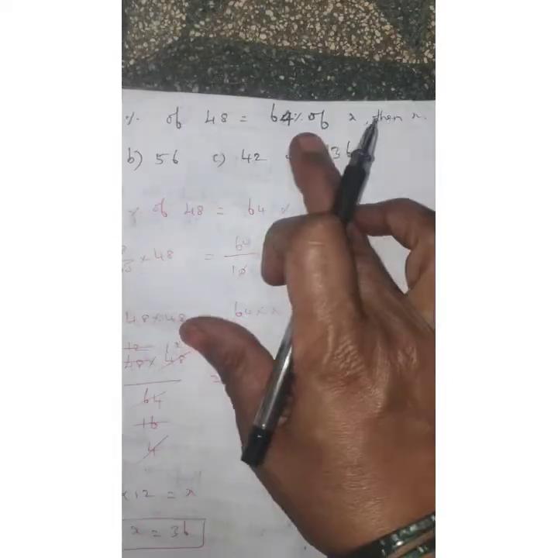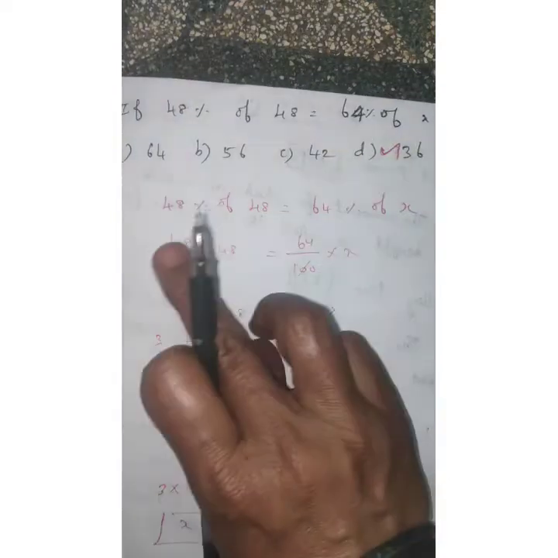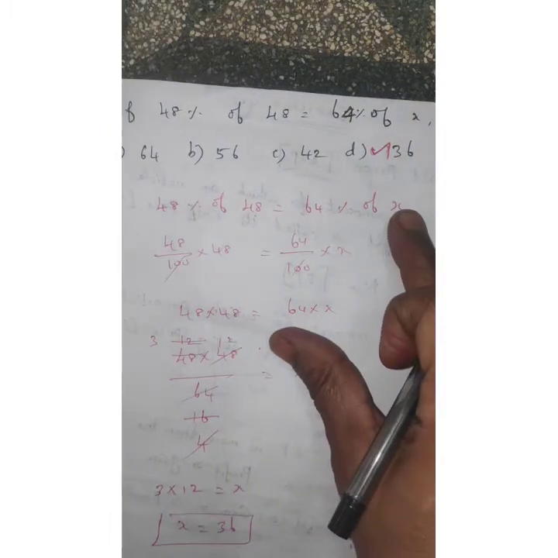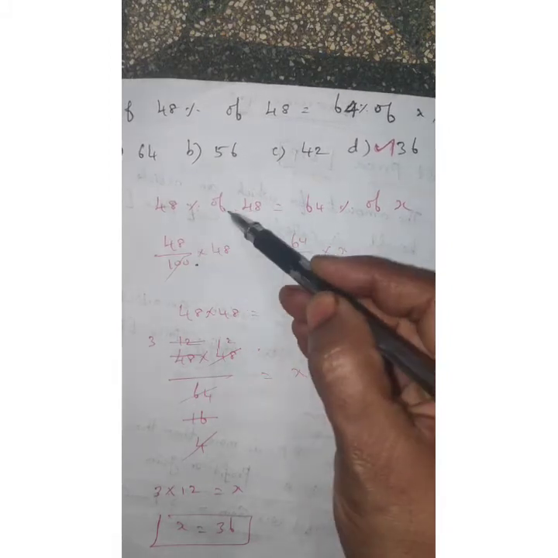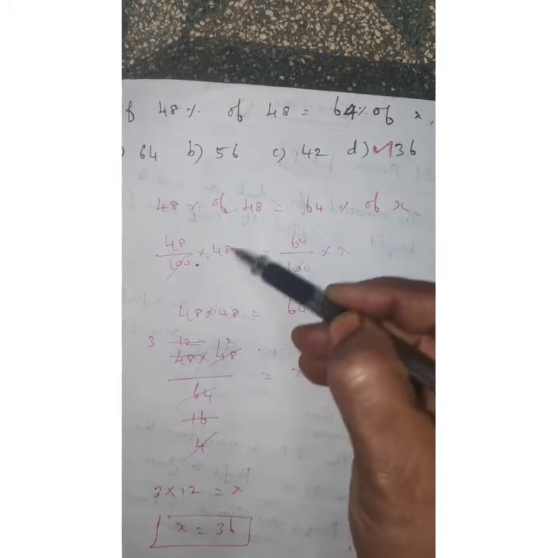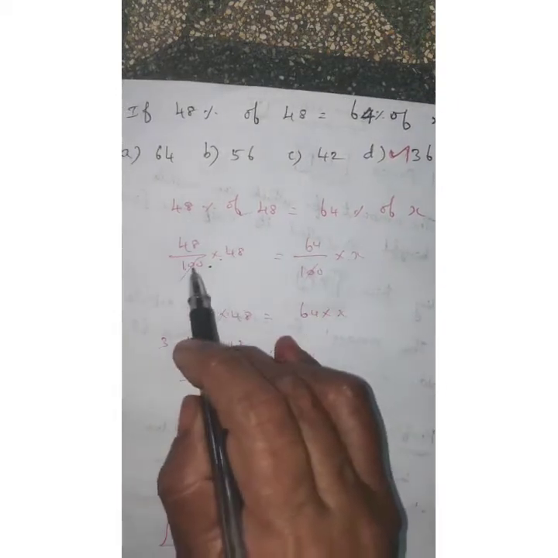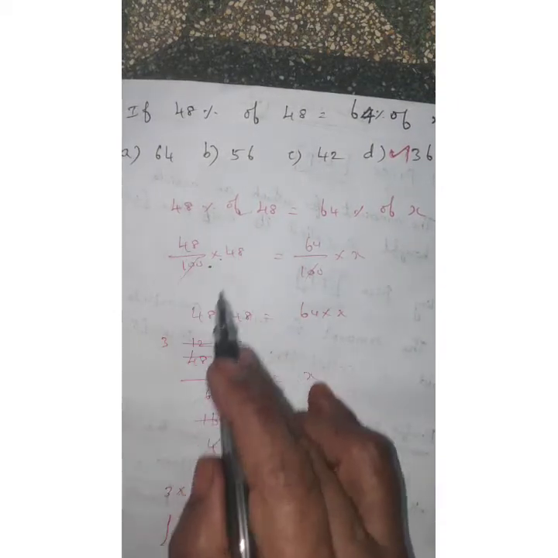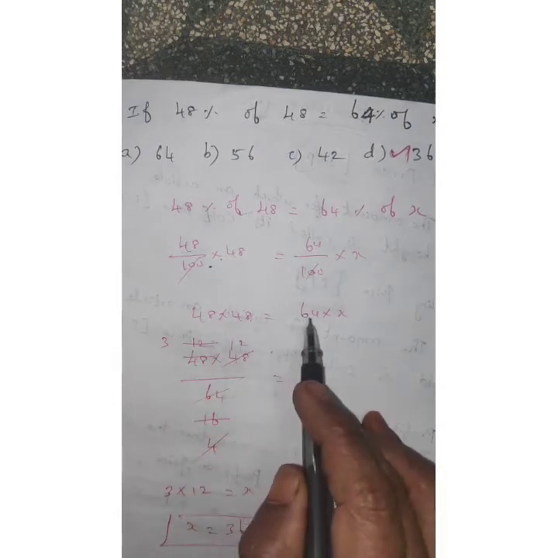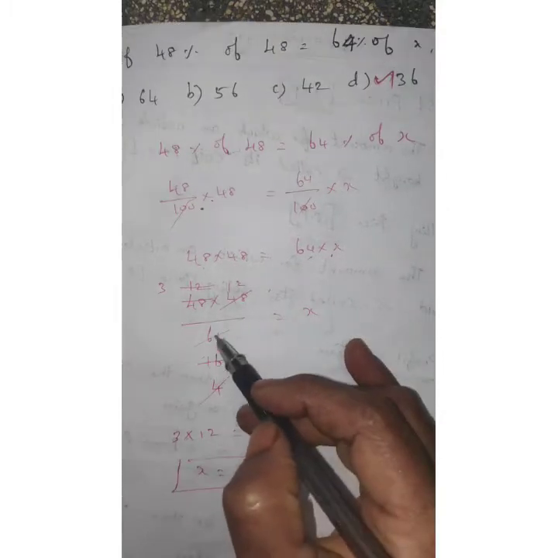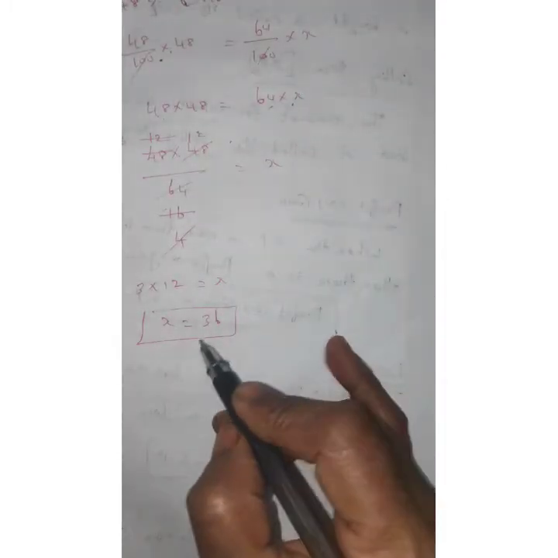If 48 percentage of 48 equal to 64 percentage of x. 48 by 100 into 48 equal to 64 by 100 into x. Cancel the 100 on the left and right sides first. So the remaining is 48 into 48 equal to 64 into x. To find the x value, divide by 64. Cancel and write, the answer equal to 36. x equal to 36.